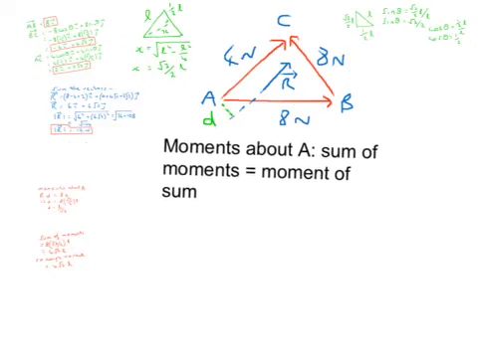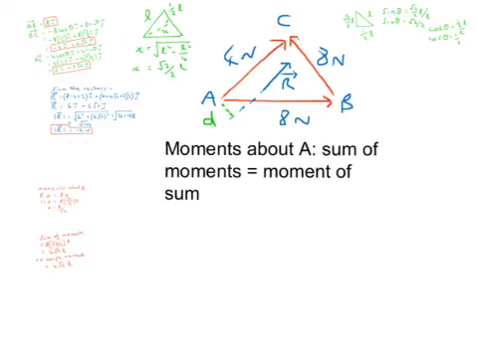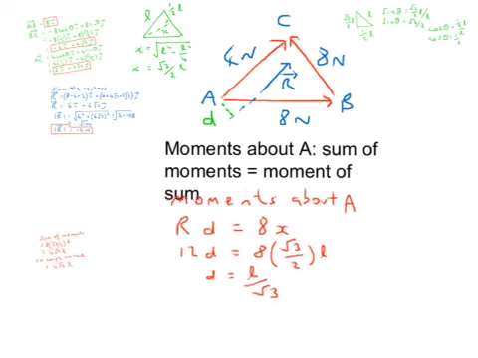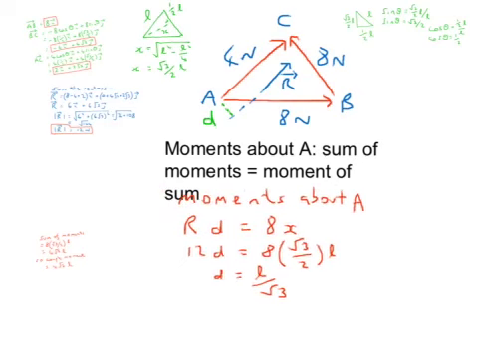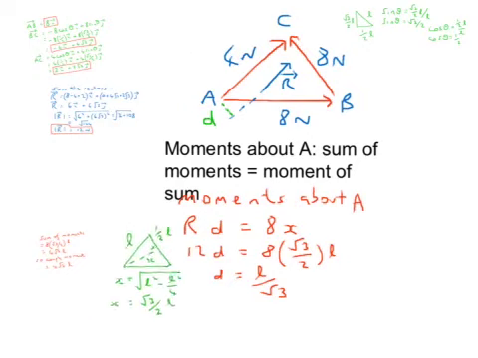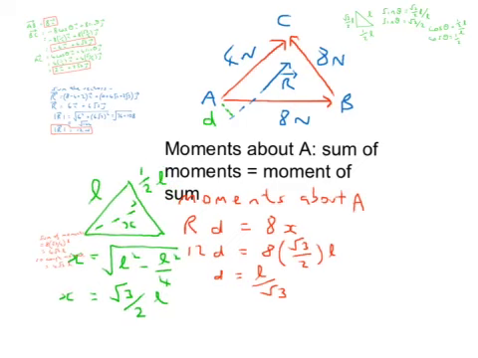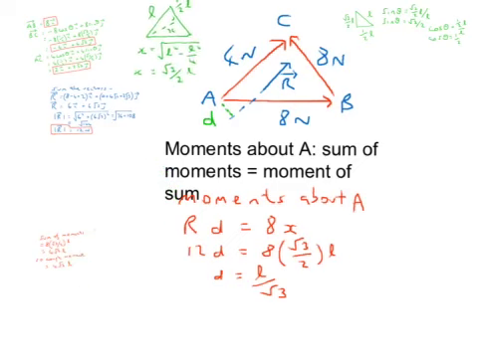So we have moments about A, the sum of the moments is the moment of the sum. So again, moments about A. We have r, the resultant, times d, the distance of its line of action from A, equals 8 times the value of x. But we have already shown that x here was equal to root 3 over 2 L. So we have 12d equals 8 times root 3 over 2 L, and that reduces to the distance d is L over root 3.